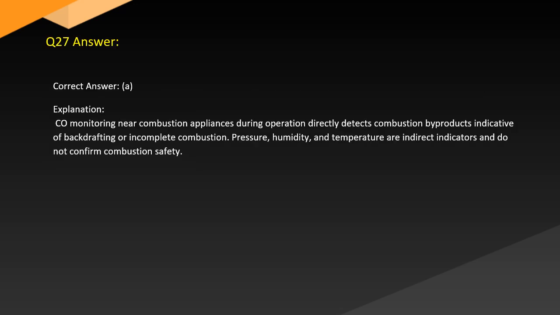Answer. Correct answer: A. Explanation: CO monitoring near combustion appliances during operation directly detects combustion byproducts indicative of backdrafting or incomplete combustion. Pressure, humidity, and temperature are indirect indicators and do not confirm combustion safety.